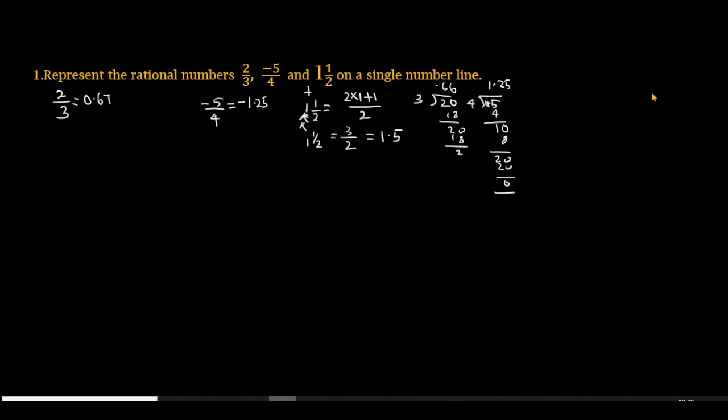Now look at the numbers. 0.67, between which two numbers? Between 0 and 1. Now minus 1.25, between which two numbers? Between minus 2 and minus 1. Then 1.5, in between which two numbers? 1 and 2, you know very well.